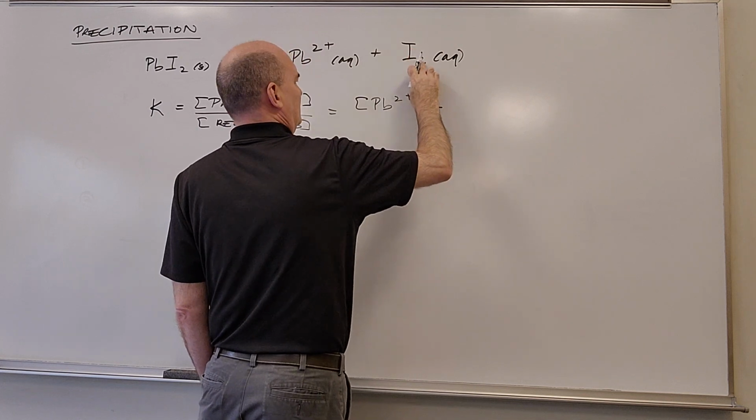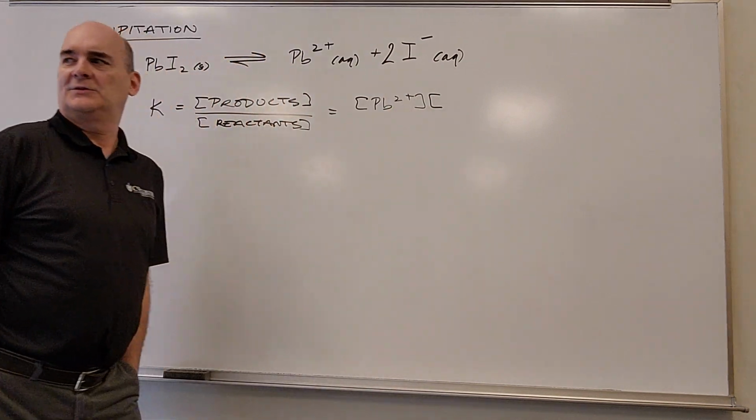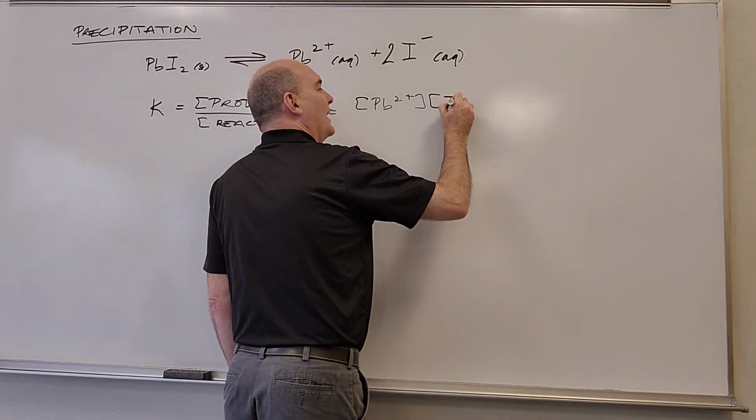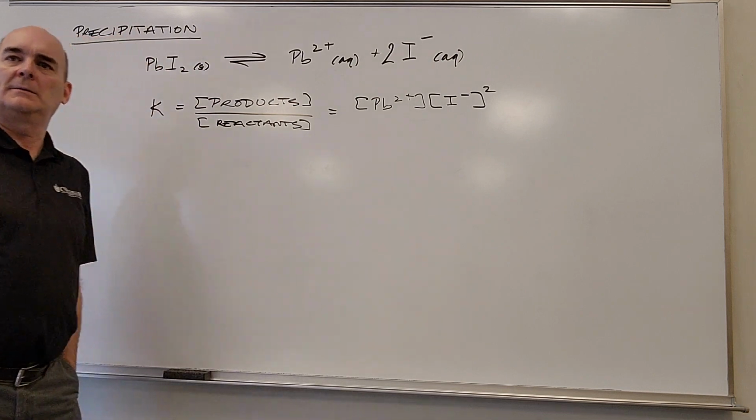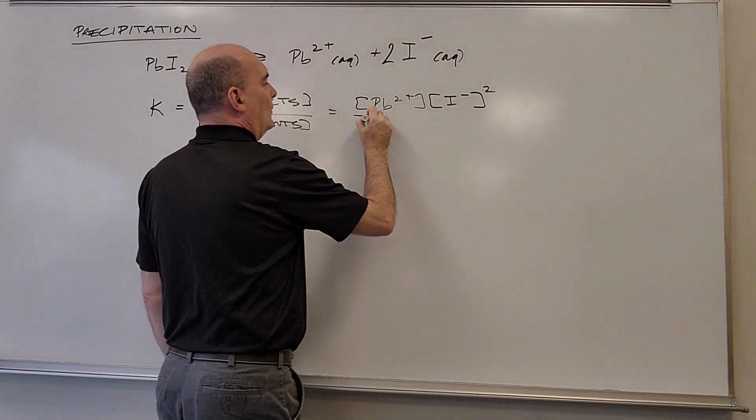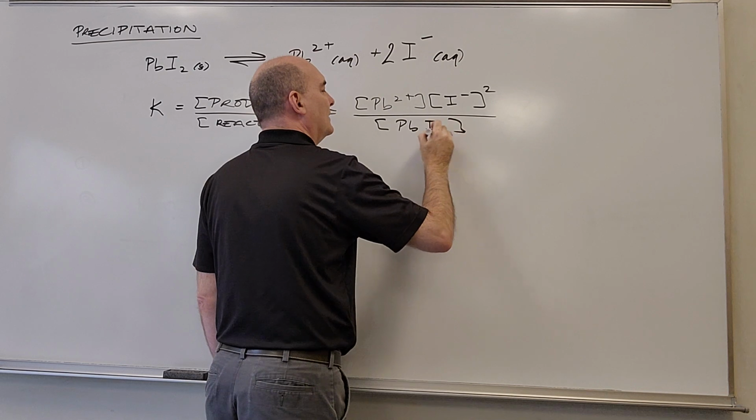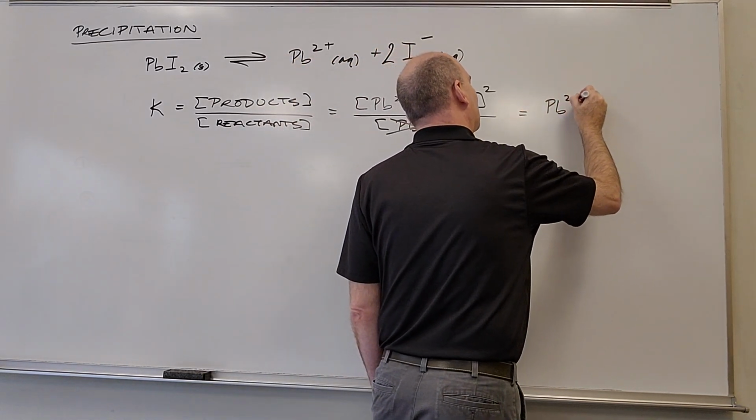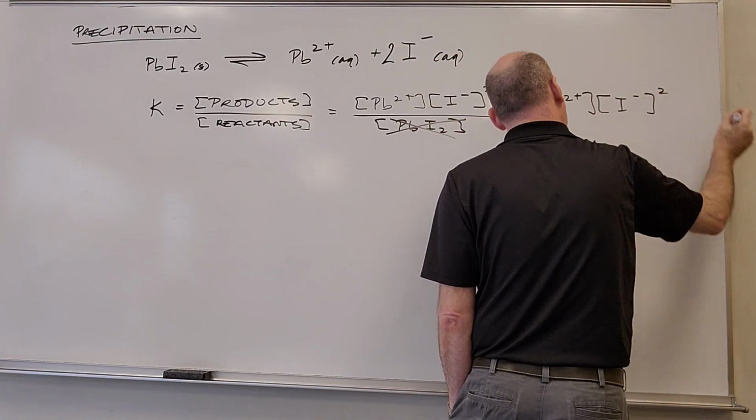Oh, what on earth did I write? Not iodine, 2 iodides. So I have 2 iodides stoichiometrically in my equation, which means I get to square that, and then all divided by the lead iodide, which is a solid. So my answer is just the ions.